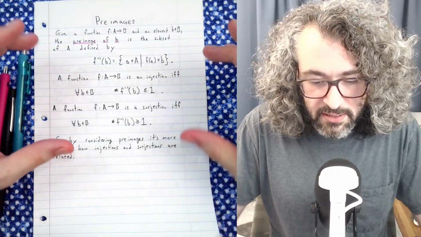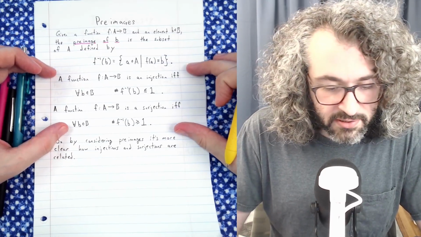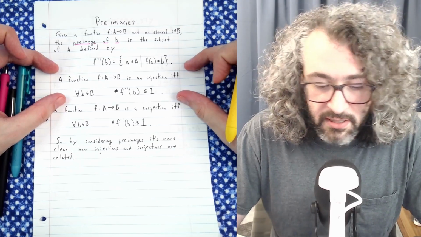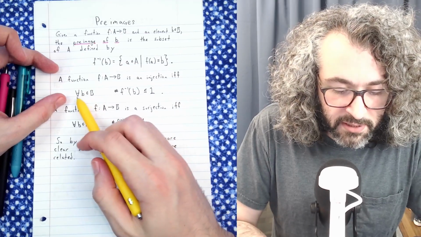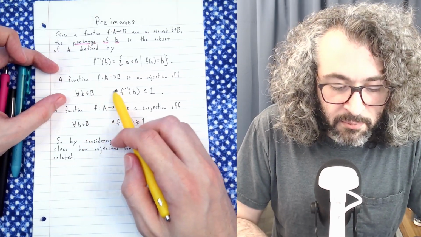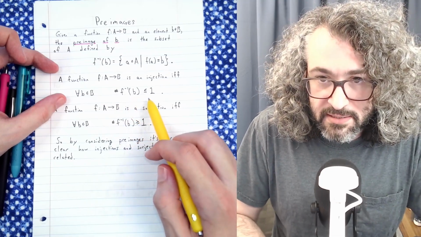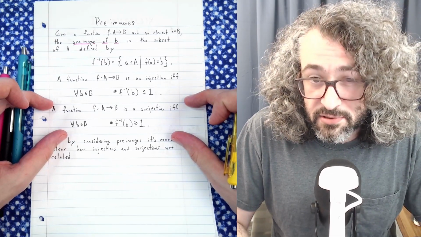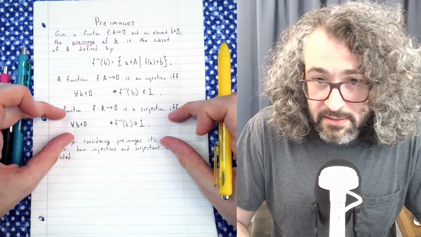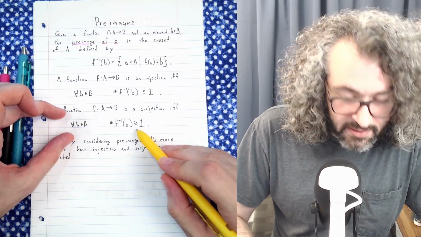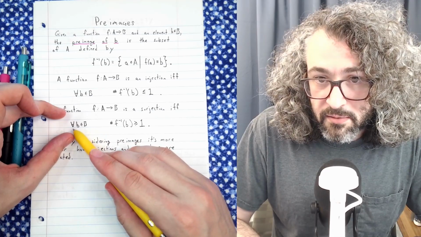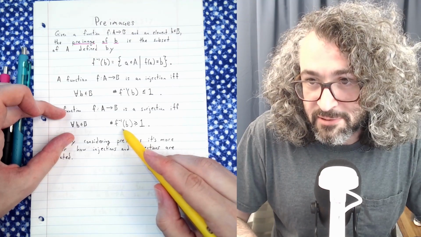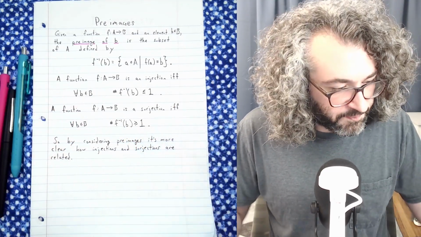And here's the connection to injections and surjections. So this is a fact. A function f from A to B is an injection if and only if for every element b, the number of elements in the preimage of b is less than or equal to 1. And a function f from A to B is a surjection if and only if the exact same thing, except this inequality is flipped. For all elements b in the codomain, the number of elements in the preimage of b is greater than or equal to 1.